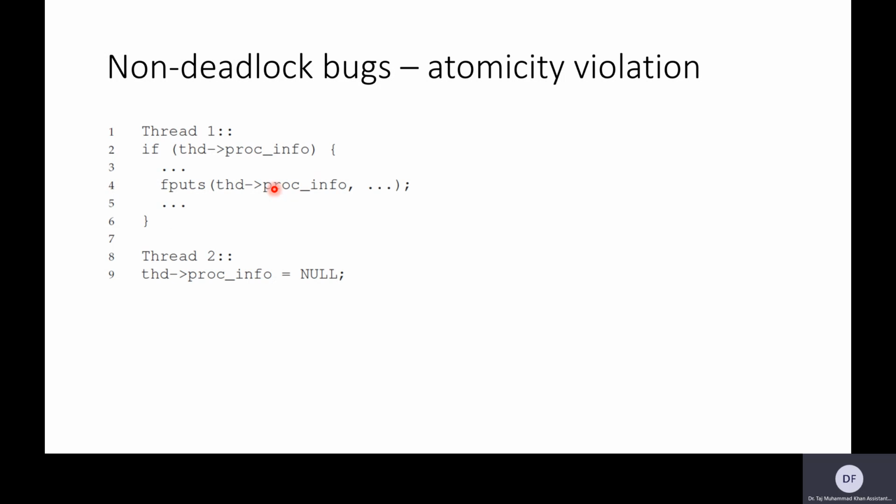How? Let's say there's another thread in which we are making proc info equal to null. Since scheduling is not in our control, it might very well happen that thread 1 is scheduled and at that time thread proc info is not null. Thread 1 is scheduled, it checks the value of thread arrow proc info. It is not null. It goes inside the if body. And before it reaches line number 4, on line number 3, there's a context switch. Thread 1 is descheduled and thread 2 is scheduled. Thread 2 runs and it makes proc info equal to null.